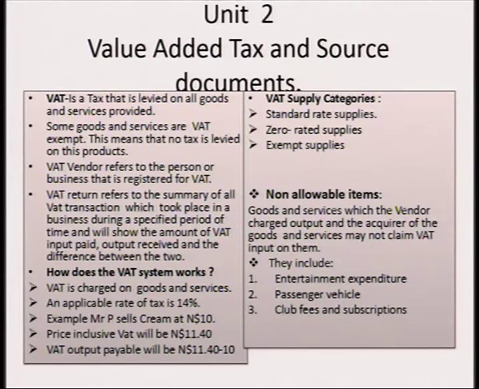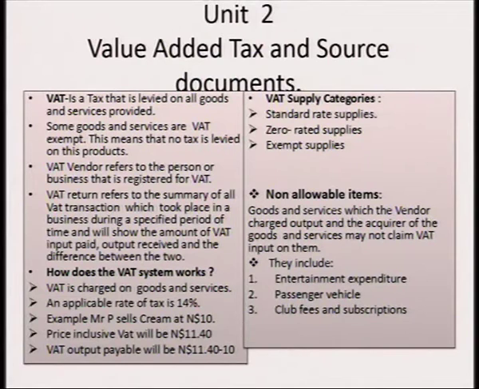VAT returns refers to the summary of all VAT transactions which took place in a business during a specified period of time, and which will show the amount of VAT input paid, output received, and the difference between the two.